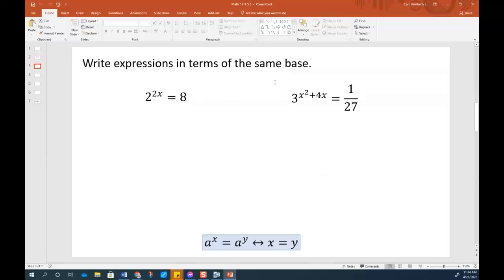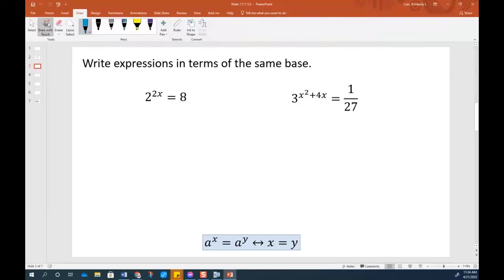This is our first tip: write expressions in terms of the same base. The rule that we're actually applying here as far as exponents go is if a to the x equals a to the y, then x has to equal y. So we look at the base that we have, and you think, okay, the base over here is 2, so how can I rewrite 8 as 2 to the what? So I have 2 to the 2x is equal to 2 to the, well, 2 times 2 is 4, times another 2 is 8. So 8 is 2 to the third.